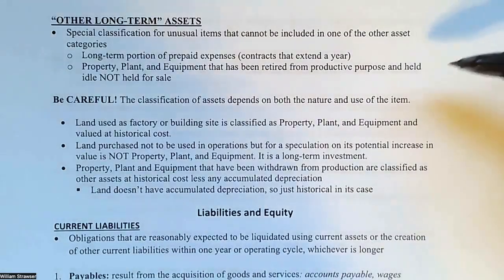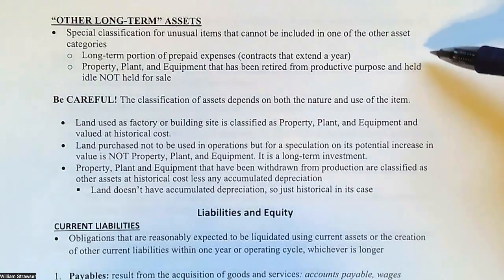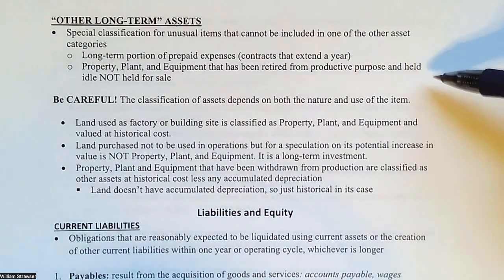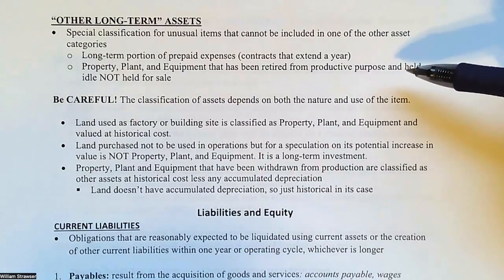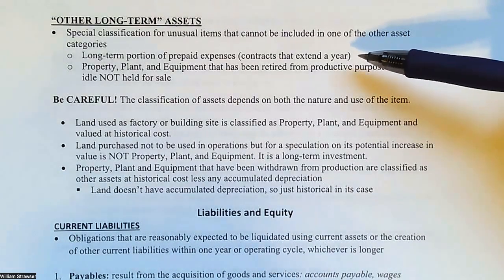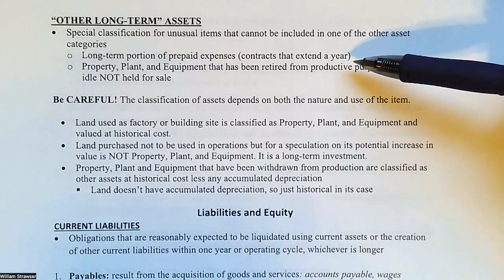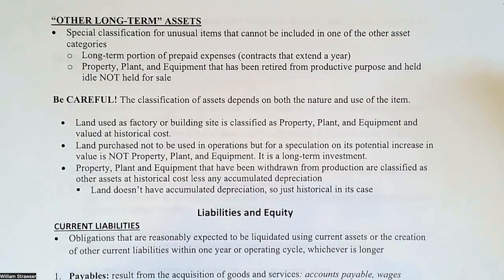Okay, so one last class of assets, other long-term assets. So again, this is another miscellaneous. We have two miscellaneous categories, one that's current, one that's long-term. They're related items that are put in these. We put the long-term portion of prepaid expenses. So contracts that extended beyond a year.